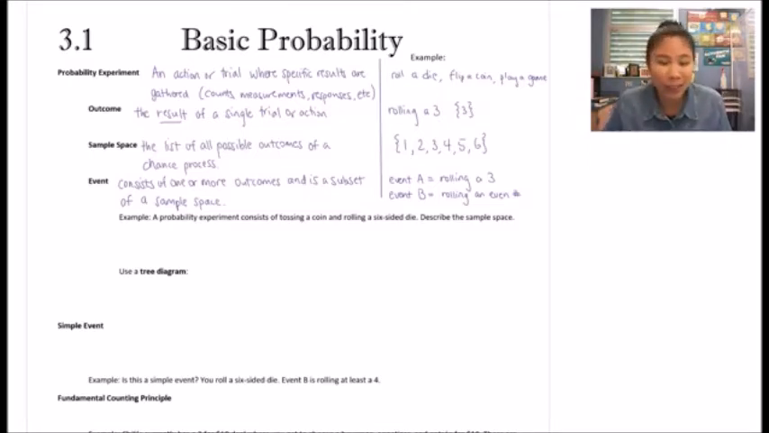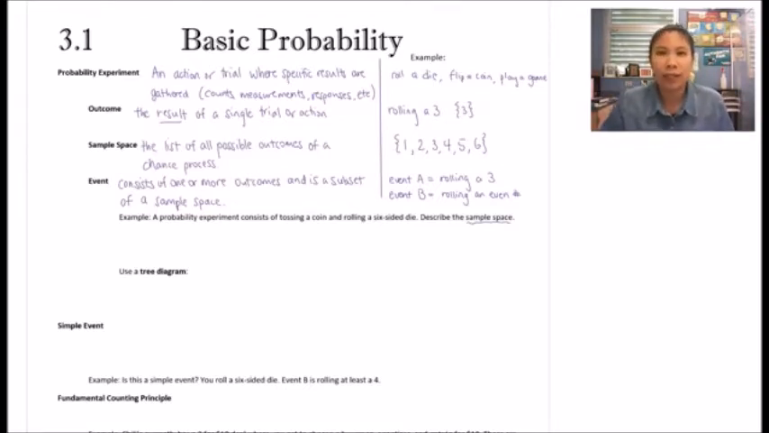Okay, I just want to do a quick example problem so that we can see how we use these vocabulary words. So example: a probability experiment consists of tossing a coin and rolling a 6-sided die. Describe the sample space. If you remember, sample space means it's a list of all the possible outcomes. Since we are tossing a coin and rolling a 6-sided die, then with those two actions, we need to list out all the different combinations of the outcomes that we could get.